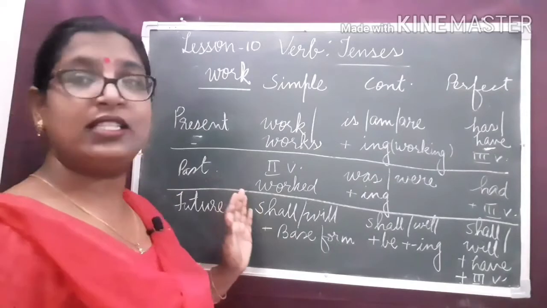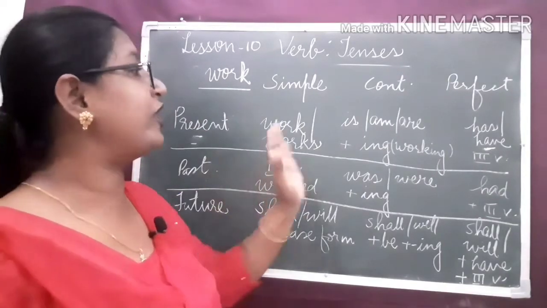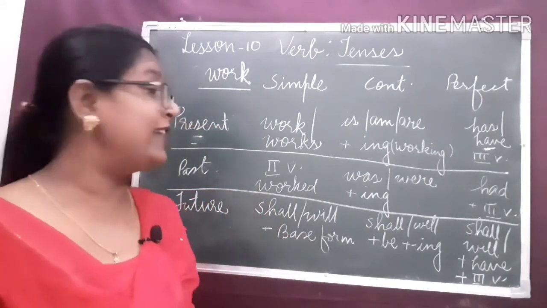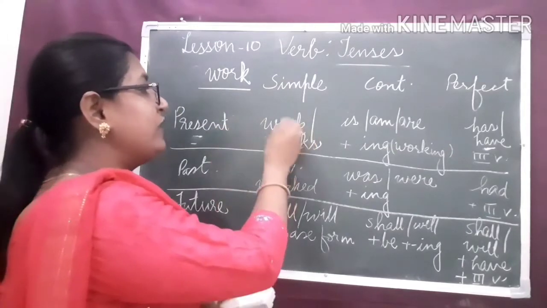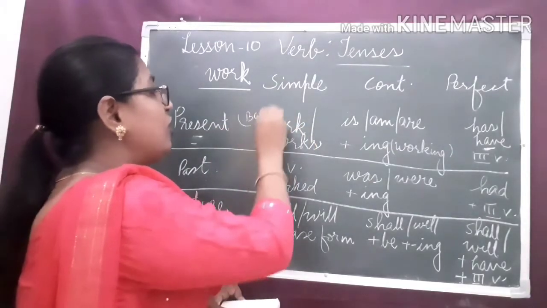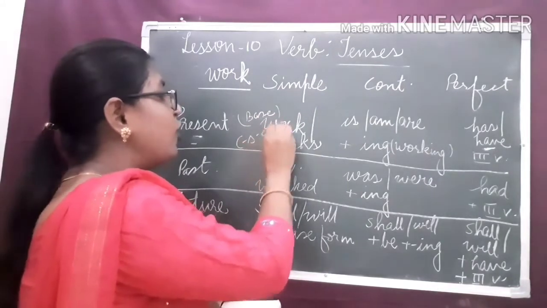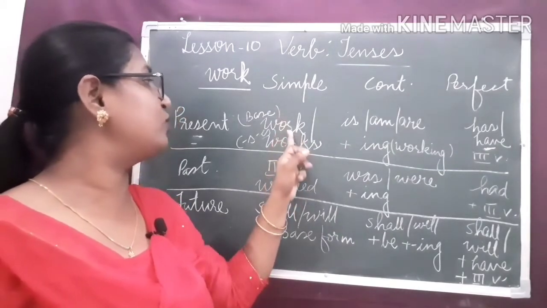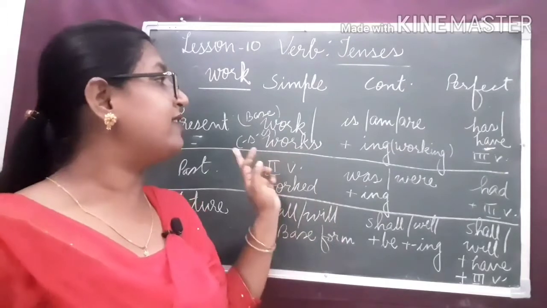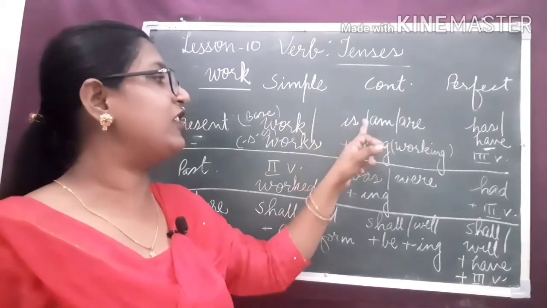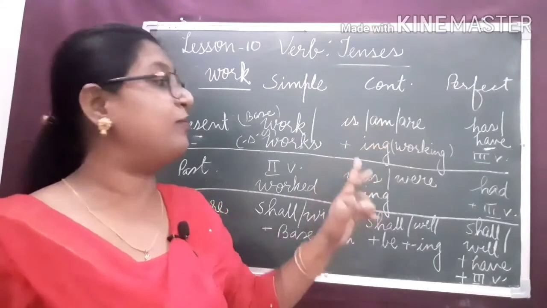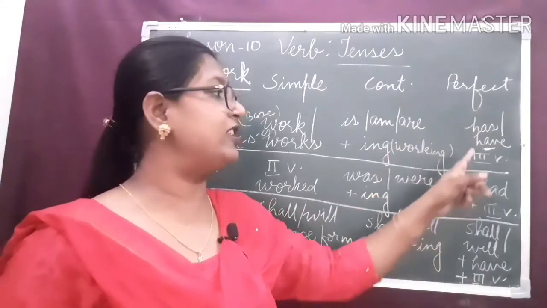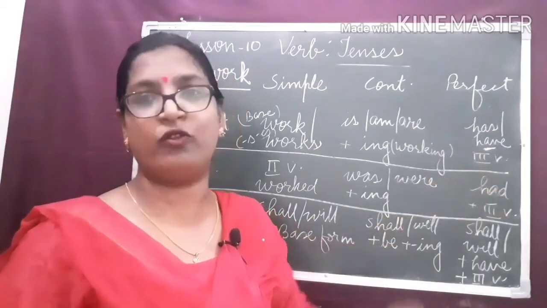Dear children, this table tells us the different forms of verbs in different tenses. Once again we'll revise. In simple present tense, either we use the base form or S or ES form. If the subject is singular, we use S or ES form. If the subject is plural, we use base form. And then in present continuous tense, we use is, am, are according to the subject and ing form of the main verb. Then in present perfect tense, we use has or have as helping verbs and third form of the verb.